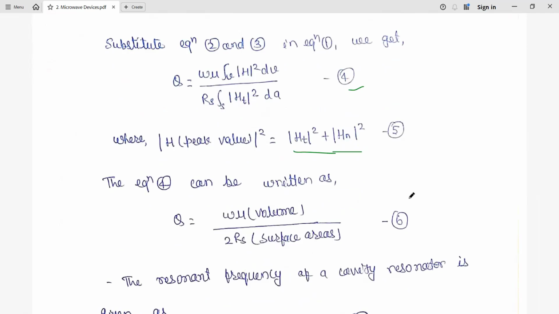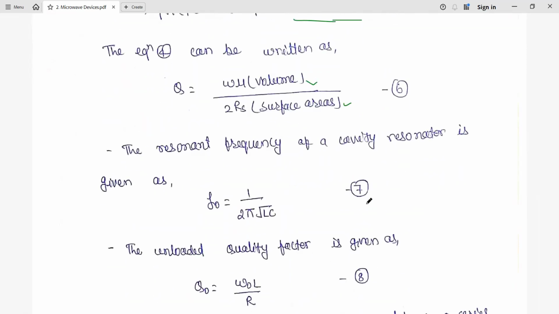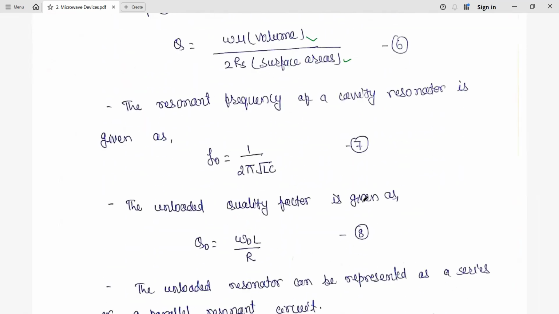So this equation 4 we can write in a simplified way, that is omega mu volume divided by 2 Rs surface area. This is the volume integral, and this is the surface integral, and the remaining factors we have as they are. For any cavity resonator, the resonance frequency is 1 by 2 pi root LC, since we have energy stored, on the basis of that we have inductors and capacitors. The unloaded quality factor, when the output is not connected with any load, is given as omega naught L by R.